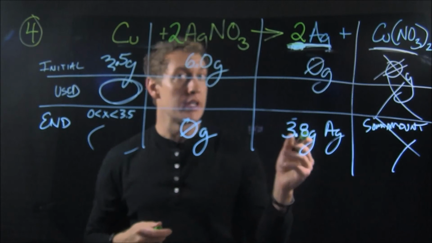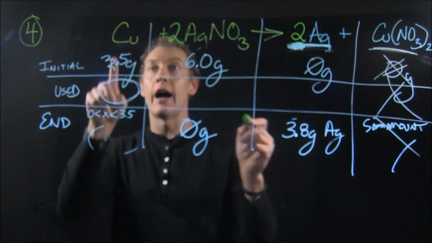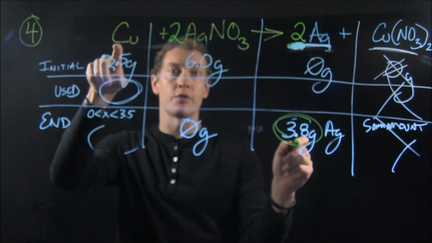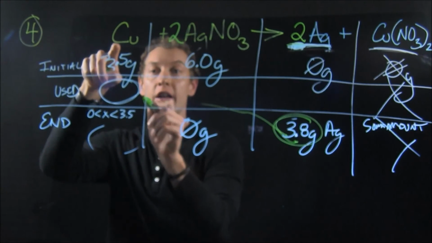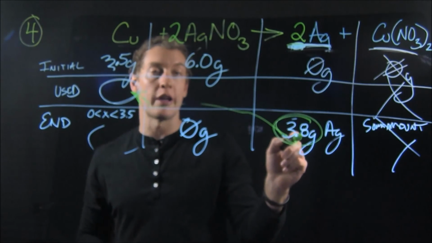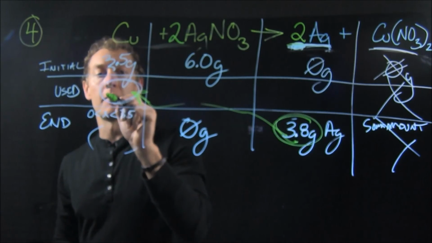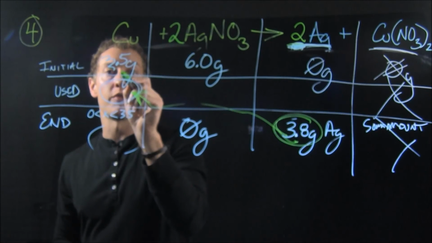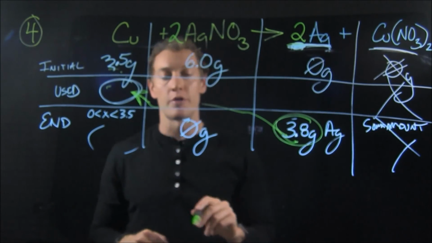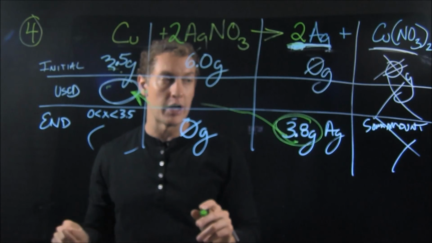What I'm going to do is figure out how much copper would be needed to make 3.8 grams of silver. So I can figure out that used amount, right? The amount of copper needed to make 3.8 grams of silver. That's going to be my amount that was used of my 3.5 that was available. Subtract those, boom, I have the amount of copper that remains at the end of the problem.